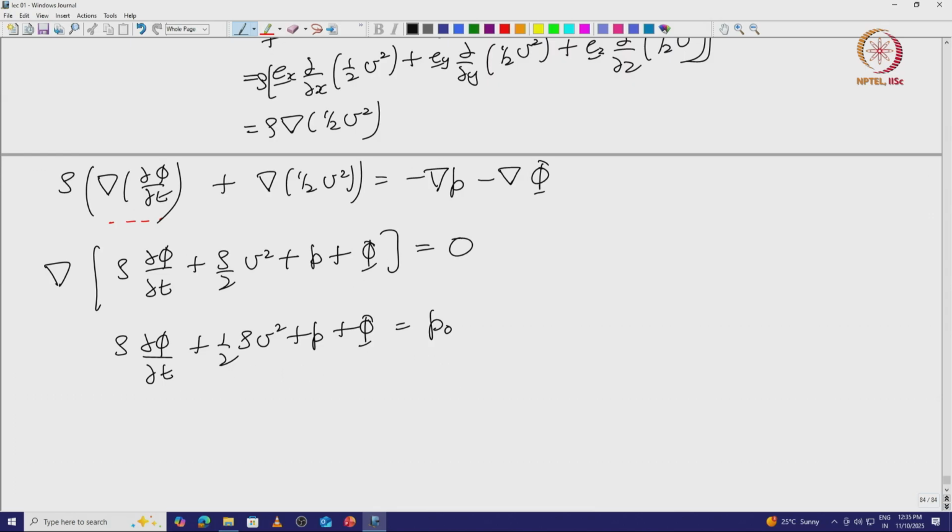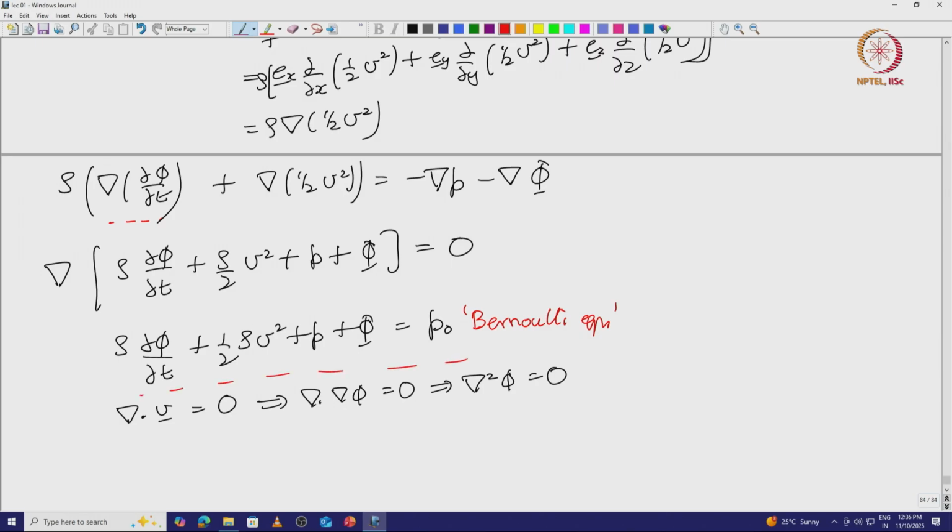This is what is called the Bernoulli equation for the pressure. That is the momentum conservation equation for inviscid irrotational flow. This has to be combined with the mass conservation equation, which implies that del dot grad phi is equal to 0, which implies that del square phi is equal to 0. That is, the Laplacian of the potential is equal to 0, and the pressure is related to the potential through the Bernoulli equation. These two together are what are called the potential flow equations.